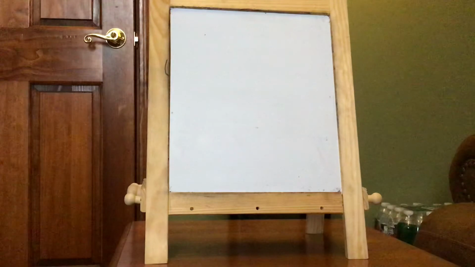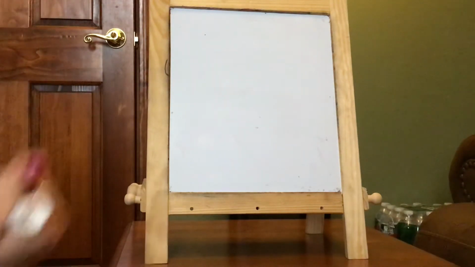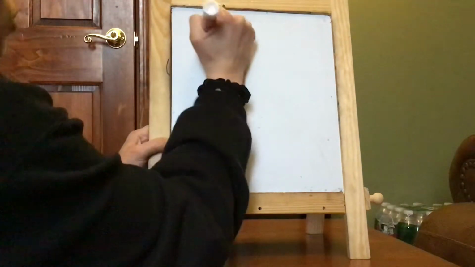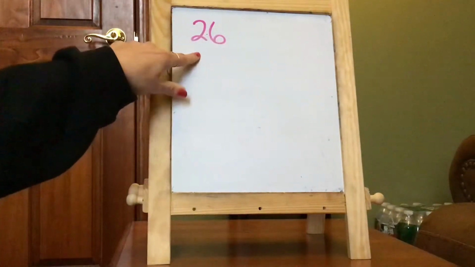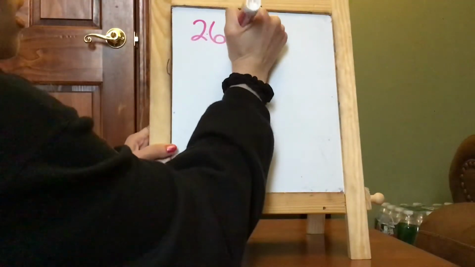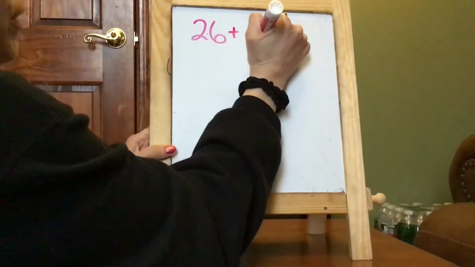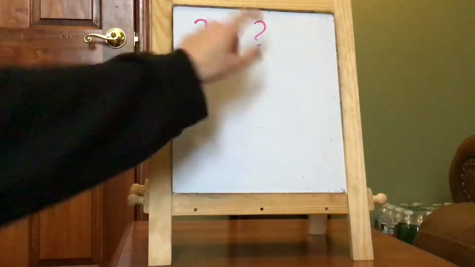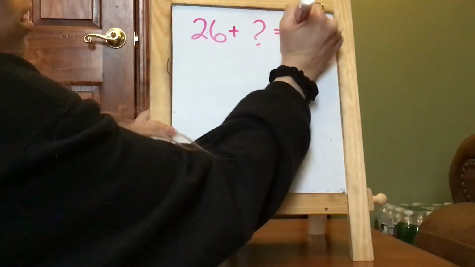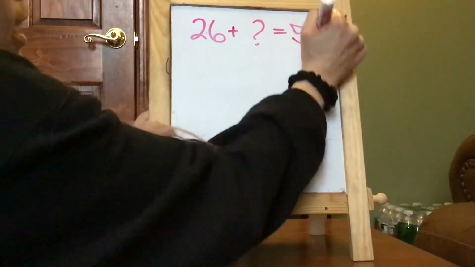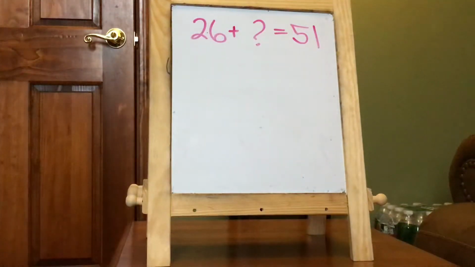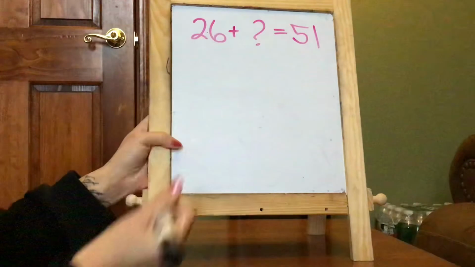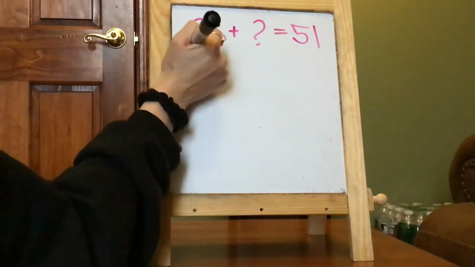I'll rewrite the equation that was already on the board. So we had 26, one of our addends, plus some number, our second addend, our second smaller number that we have to solve for, equals 51. If we were to draw a picture, we might do something like this. We're going to start with 26, so I'm going to draw my 26 dots.